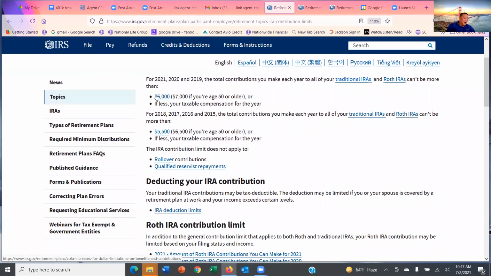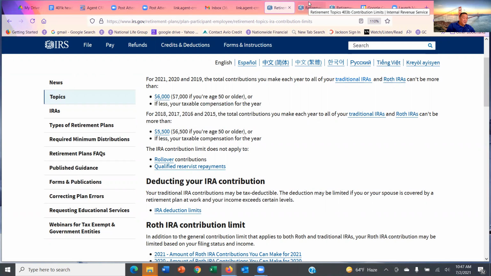In an IRA plan, the most you could put in is $6,000 if you're below age 50. But if you're above age 50, you could put an additional $1,000 in. So catch up contribution of $1,000. So the most you could put in is $7,000 per year.